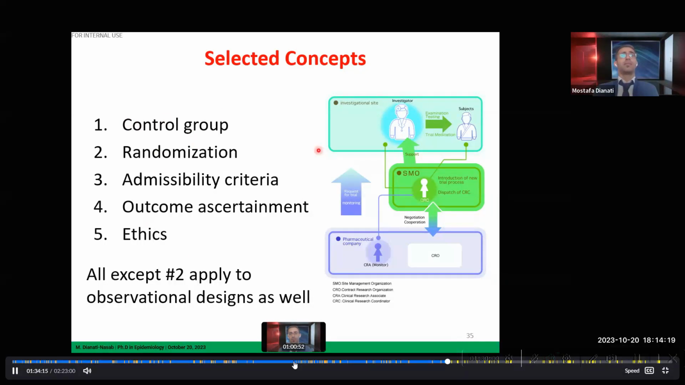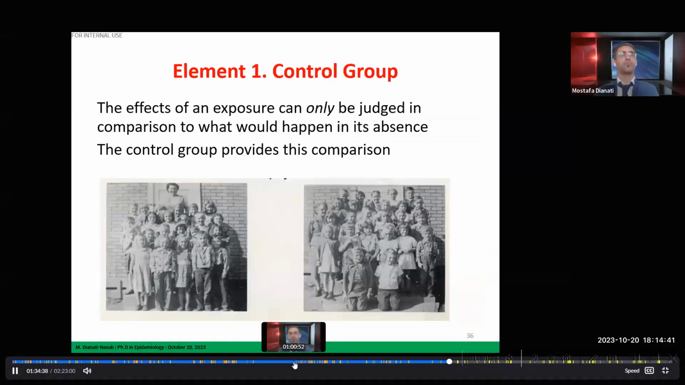Okay, same as observational study, we have all these elements, but randomization is a key factor in randomized controlled trial or experimental studies. So the main difference with other studies is randomization and your control over exposure. Okay, let's move forward. We can have two groups, exposed and non-exposed.